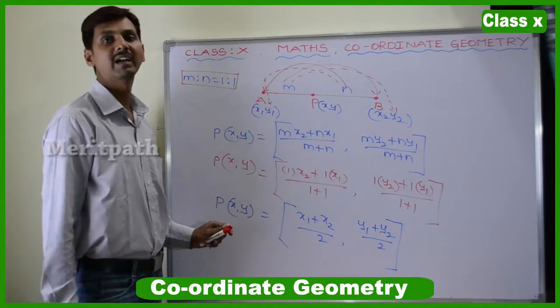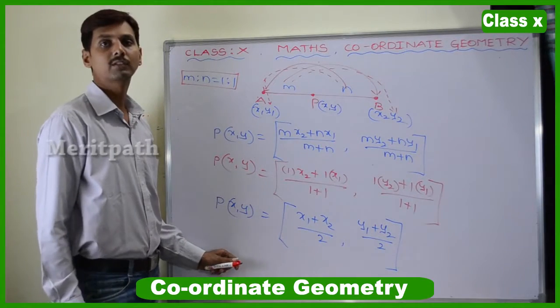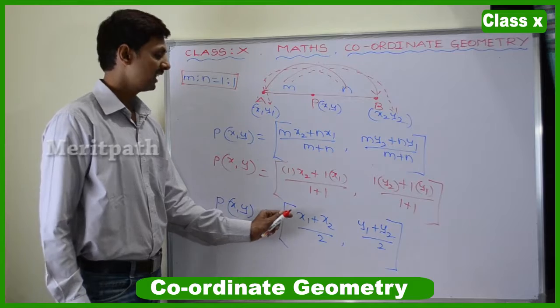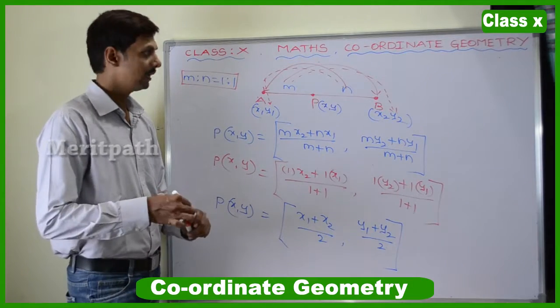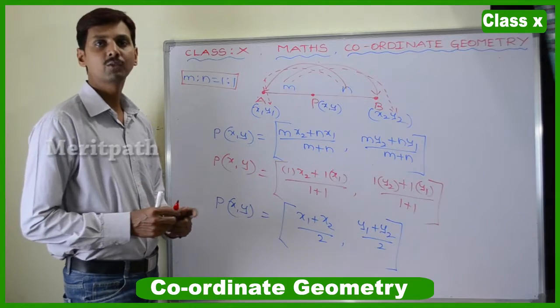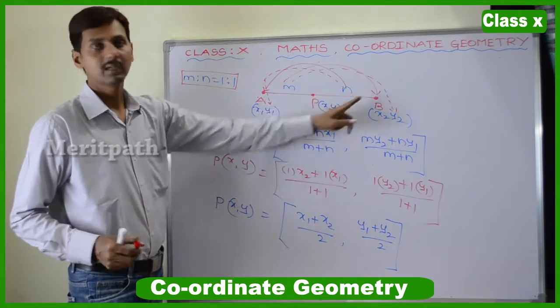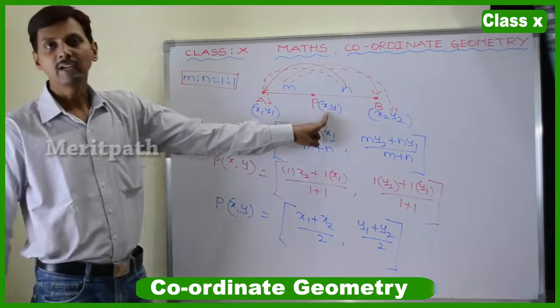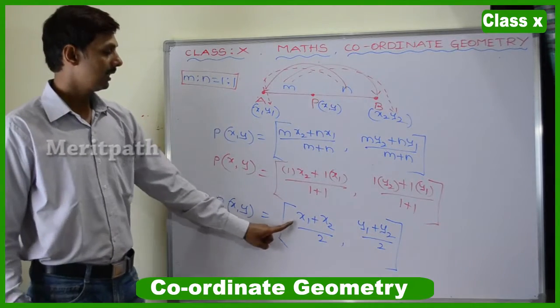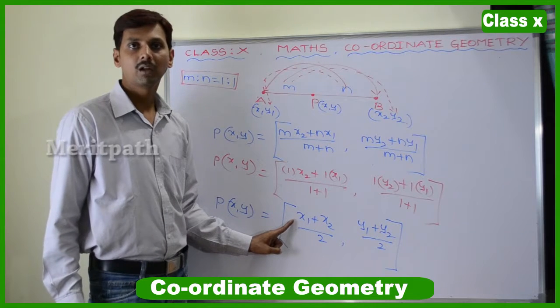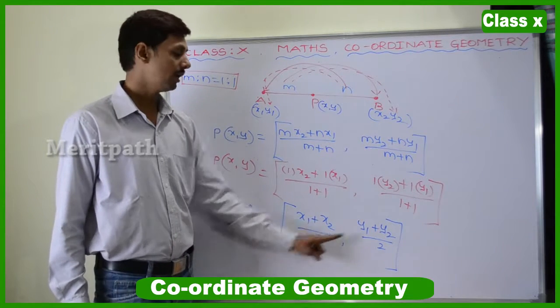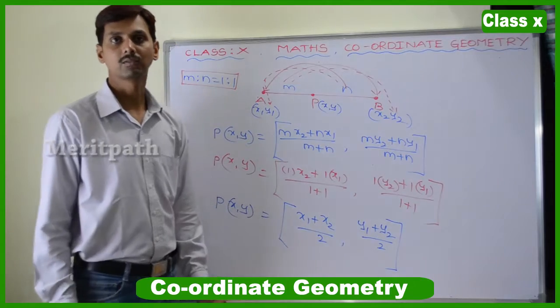So P(x, y) is equal to (x1 plus x2) by 2 comma (y1 plus y2) by 2. When P divides AB in the ratio of m is to n and P is the midpoint of AB, then to find P(x, y) using the section formula, we get the midpoint formula of (x1 plus x2) by 2 and comma (y1 plus y2) by 2.